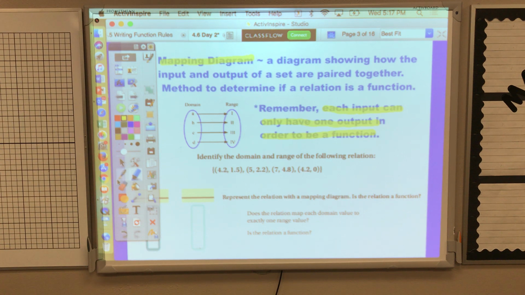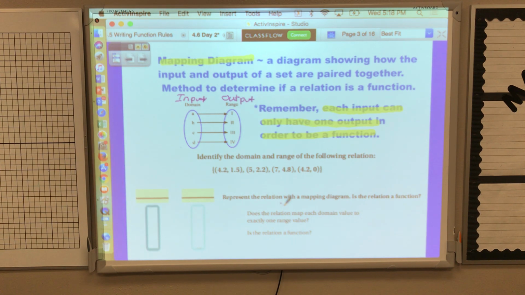That was in, I believe, lesson 4.1 or 4.2, where we talked about this: A can only have one arrow going from it, and this B can only have one arrow going from it. This is an example of a mapping diagram. This A, or this domain, represents our input. When you make a mapping diagram, you want to label your domain and your range. That domain is your input, that range is your output. So let's look at one of these problems.